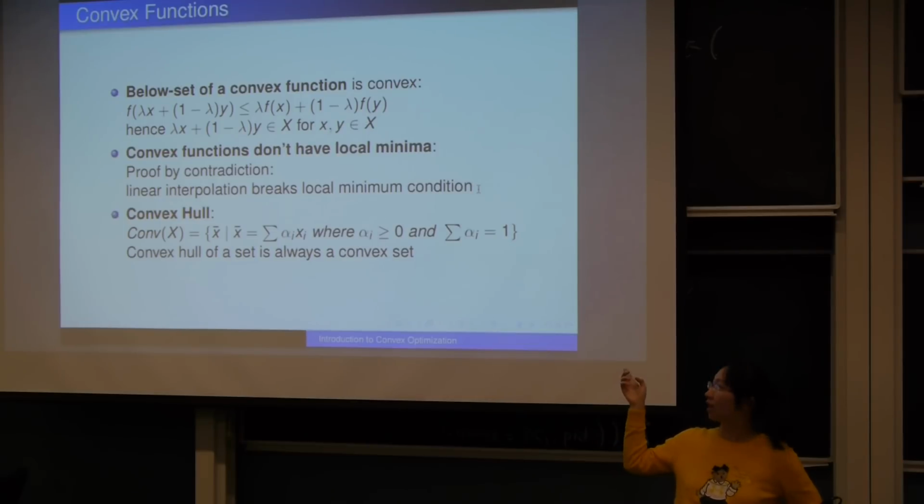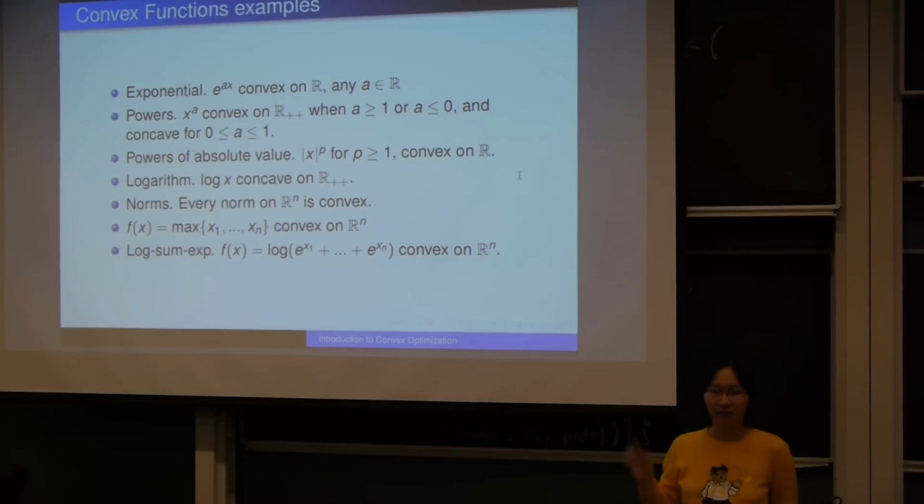Here is another definition, the convex hull. A convex hull is the smallest convex set containing all the points in X. No matter whether the original set is convex or not, the convex hull of a set is always convex.